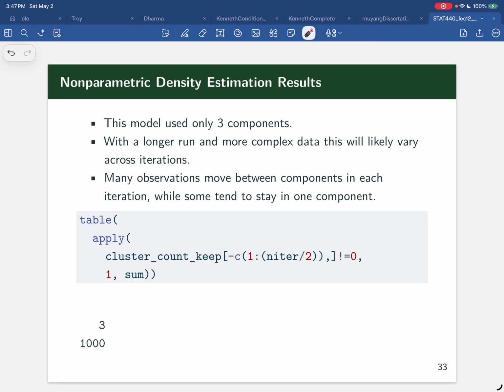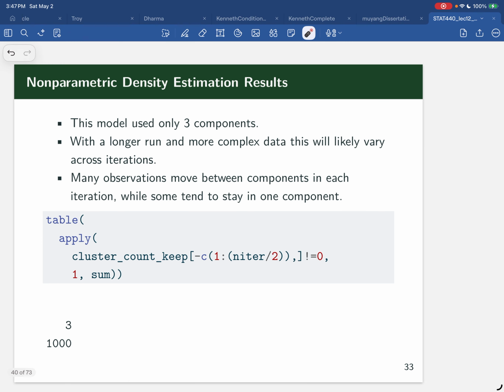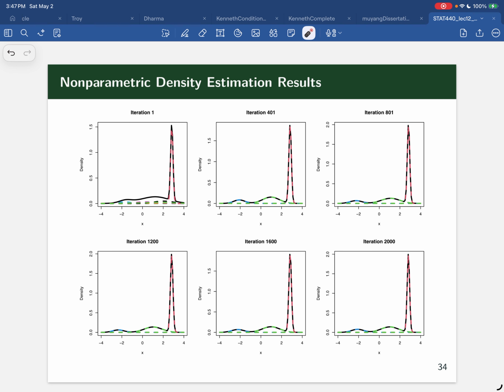This says many observations move between components in each iteration, while some tend to stay in one component. So this is just asking how many of our points are jumping around. Actually, this is how many times, over the course of our iterations, they switch. This is trying to give you a little bit more of a flavor for that Gibbs sampler.